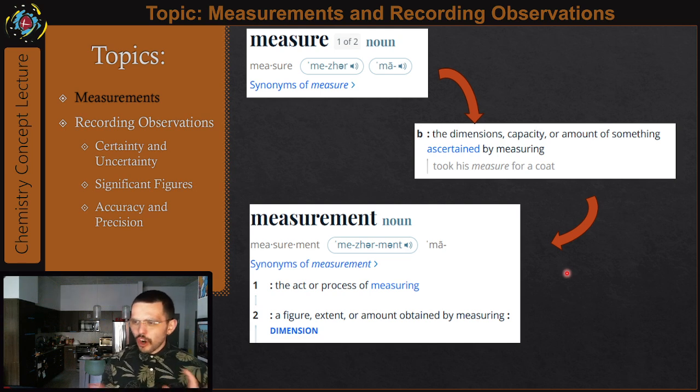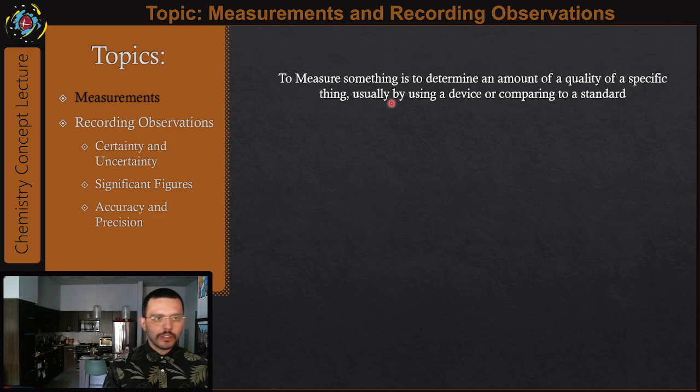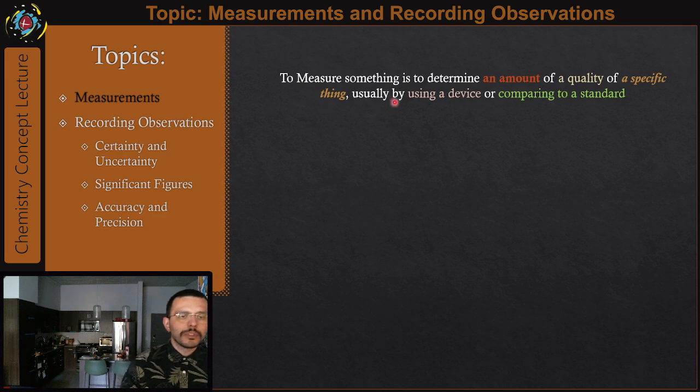So you can bring all of that together and come to the definition that to measure something is to determine the amount of a quality of a specific thing, usually by comparing it to a standard. Let me repeat. To measure something is to determine an amount of a quality of a specific thing, usually by comparing it to a standard. So the important thing is we are measuring something to determine an amount, a number, of a quality, something about a specific thing, usually using a device or comparing to a standard.